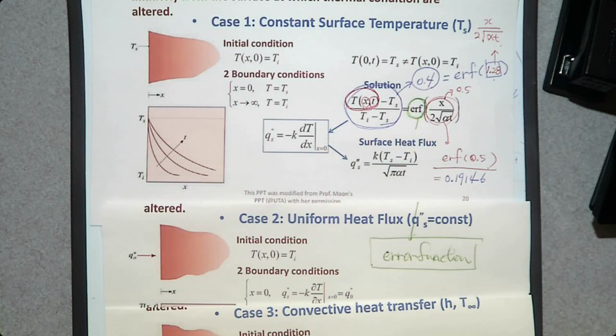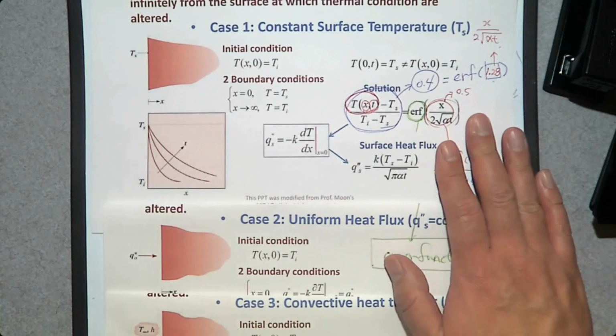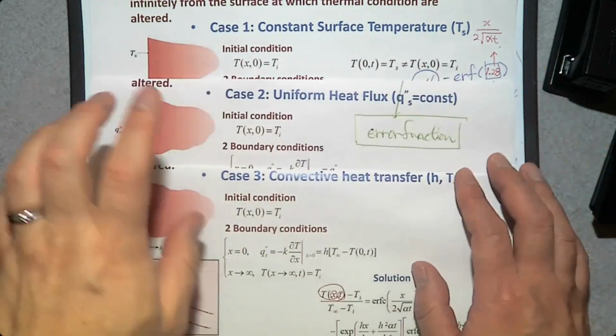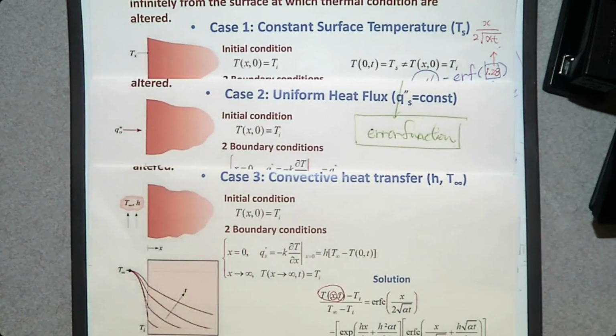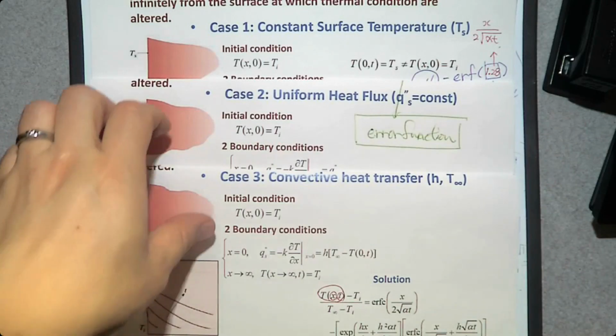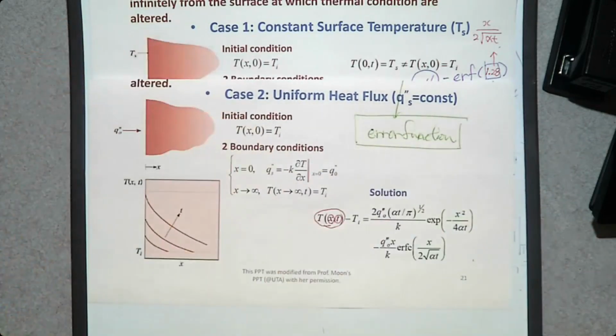Okay. So there are 3 cases. Case number 1, constant surface temperature. Case number 2, uniform surface heat flux. Case number 3, convection heat transfer. For all of them, you have a temperature solution available, which contains the error function. So if you have an error function table, you can solve that equation.